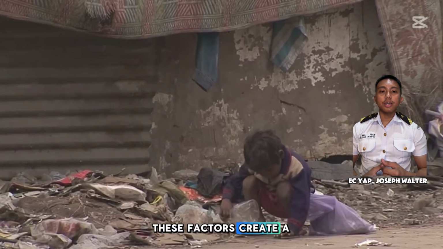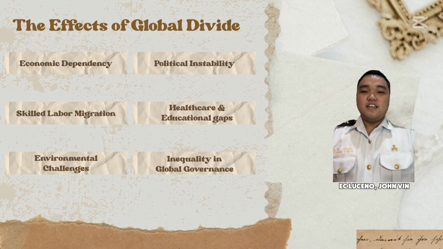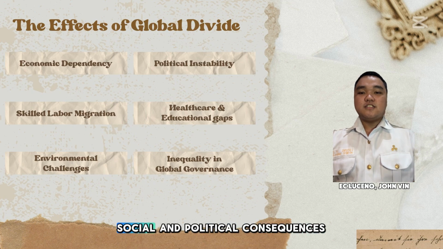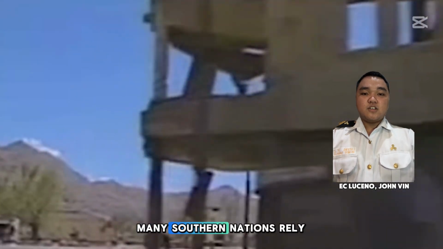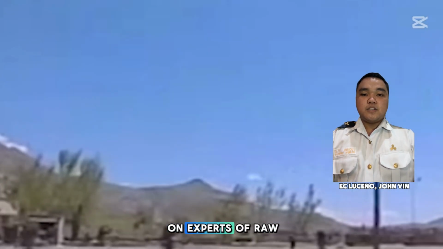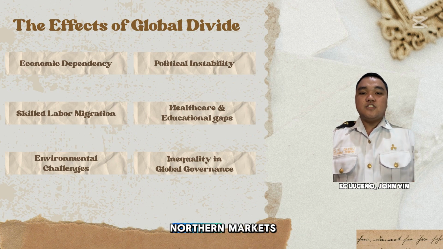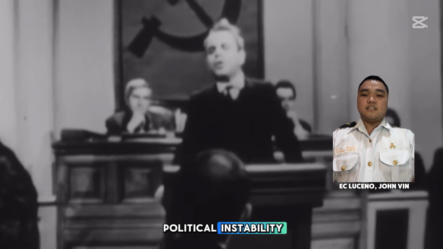These factors create a cycle where the South struggles to catch up with the North. The global divide has led to numerous economic, social, and political consequences. Number one is economic dependency. Many southern nations rely on exports of raw materials and agricultural products to northern markets, leading to trade imbalances and economic dependency.